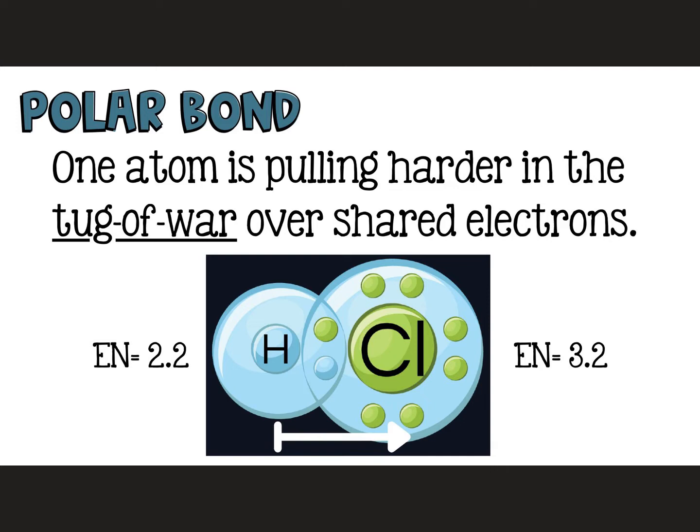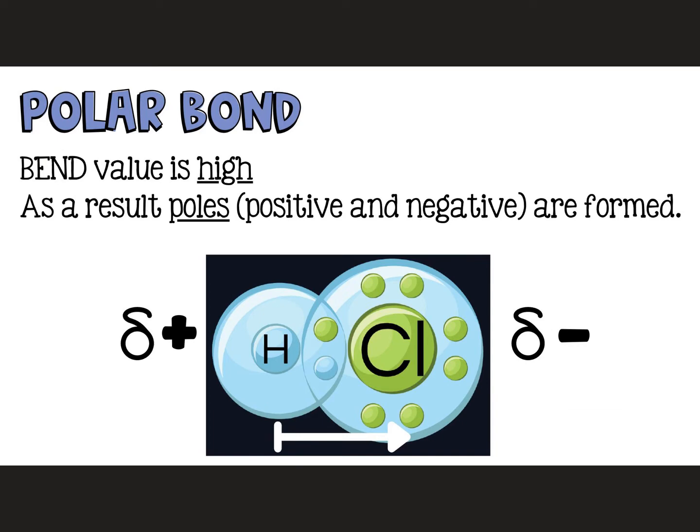2.2 minus 3.2 is 1.0. Since chlorine is bigger by 1, then the electronegativity, or the charge of the electrons, is going to shift towards the chlorine. Since the BEND value is high, then poles, or positive and negative ends, are formed in the molecule, the hydrogen being slightly positive and the chlorine being slightly negative, since it attracted more of the electron's charge.